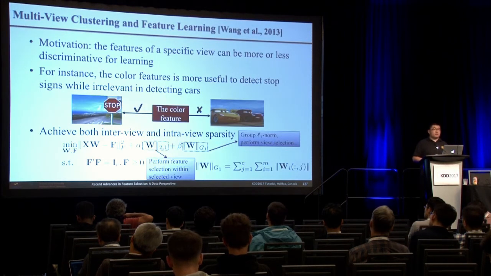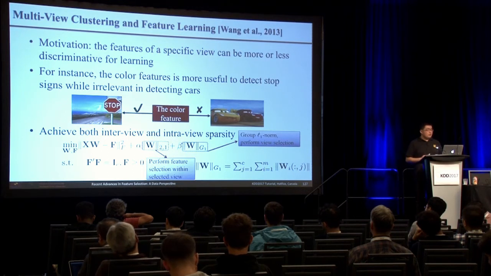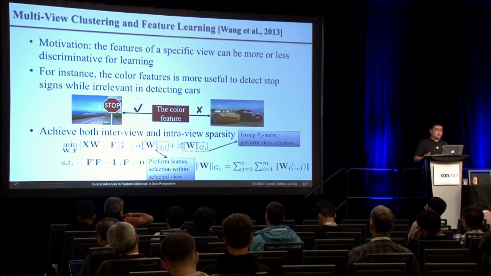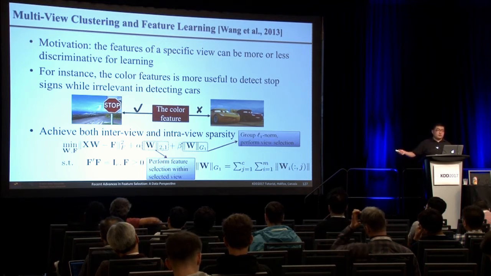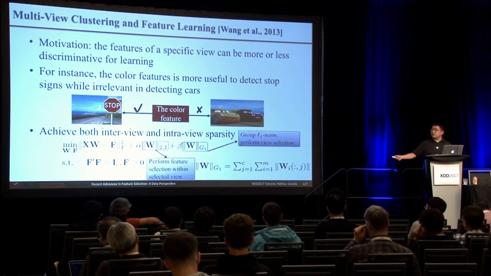This method actually assumes that different views are equally important for the learning tasks, such as clustering. But in many cases, the features of a specific view can be more or less discriminative for the learning. In this example, we can see that the color feature is more useful to detect the stop signs, while it is not very useful to detect the different models of the cars.